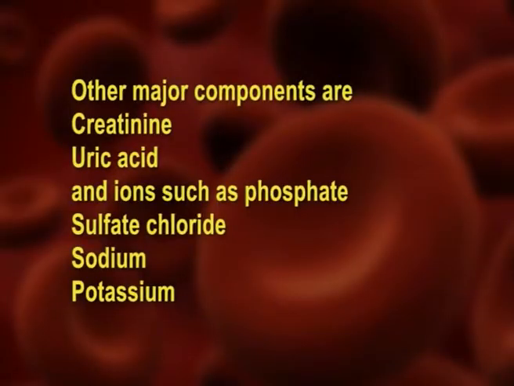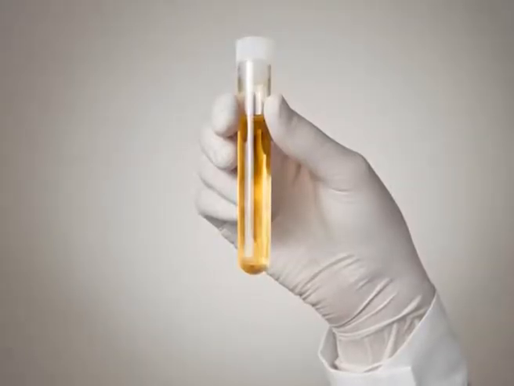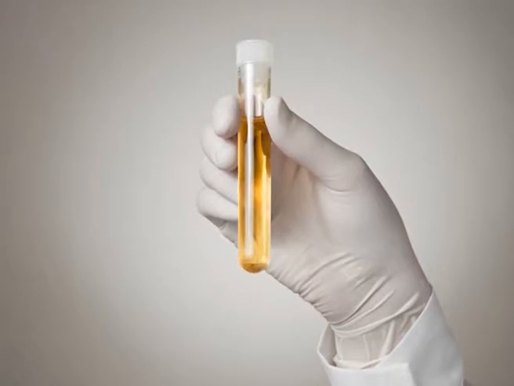The average urea concentration in human urine is approximately 9 grams per liter. Other major components are creatinine, uric acid and ions such as phosphate, sulfate, chloride, sodium and potassium. Healthy individuals also excrete a small amount of protein. Urine has a characteristic yellow color. Subsequent to excretion from the body, urine acquires an odor that results from the ammonia that is released from the breakdown of urea by bacteria.